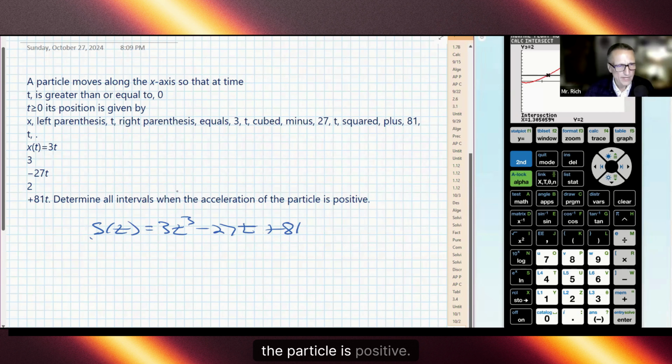A particle moves along the x-axis so that at time t greater than or equal to 0, its position is given by x of t equals... all right, so we have a position function, s of t, 3t cubed, minus 27t, plus 81. I think that's right. Determine all intervals when the acceleration of the particle is positive.